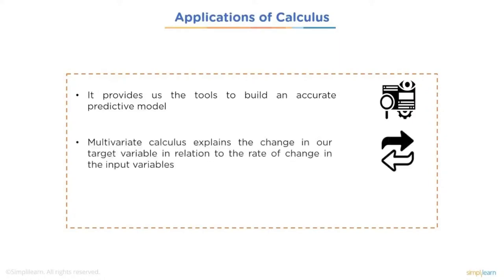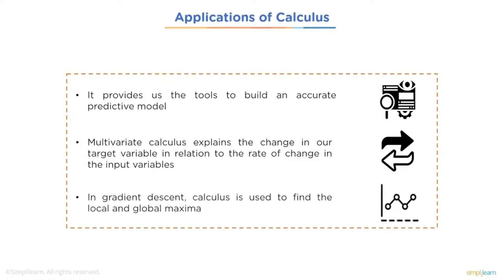Multivariate calculus explains the change in our target variable in relation to the rate of change in the input variables. So there's our multiple variables going in there. If one variable is changing, how does it affect the other variable? And then in gradient descent, calculus is used to find the local and global maxima. And this is really big.